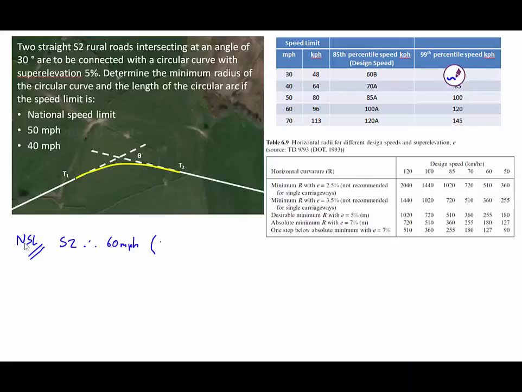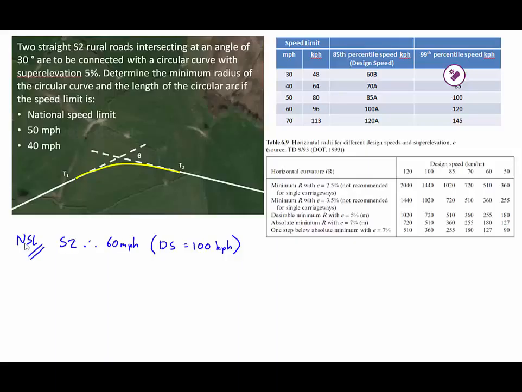Which means the design speed is 100 kilometers per hour. So this is different from what I said in the lecture. I think in the lecture I used the absolute conversion, so I went for 96 kilometers per hour. It should be 100. Someone pointed out in the lecture, and they were right. So we use a design speed of 100 kilometers per hour.